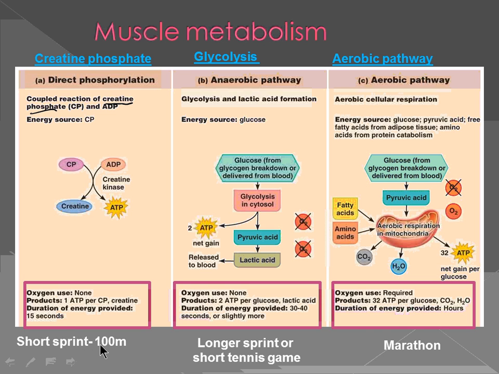One example is maybe a short sprint. You've seen in the Olympics when people run the 100-meter sprint, they do it in 8 seconds or, I don't know what the current record is, but something like that, okay? So this is when you would use this method, which is known as direct phosphorylation, or use of creatine phosphate.